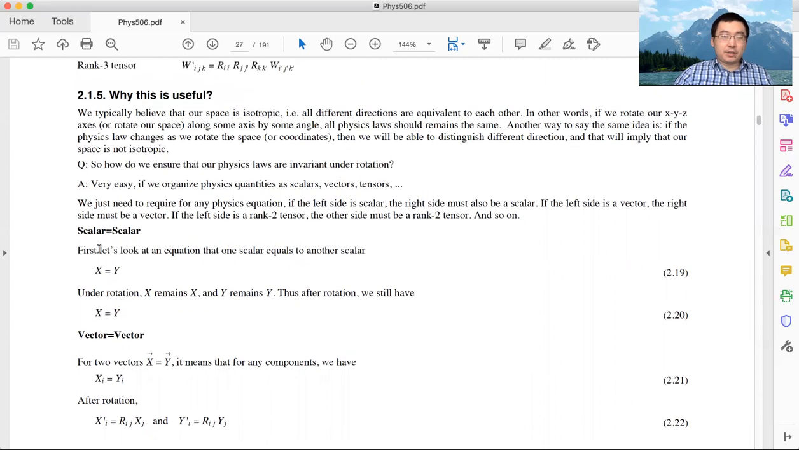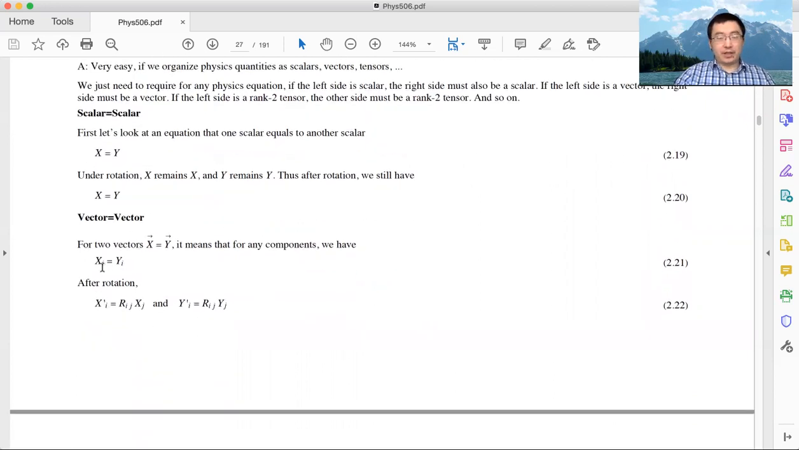Because any scalar responds the same way under rotation. So for example, in one coordinate system, we have x equals y. Now let me rotate the axis. Let me choose a different orientation of x, y, z. Because these are scalars, x doesn't change under rotation, and y doesn't change under rotation. So if I rotate to a different choice of axis, the physics law is still x equals y. None of them changes.